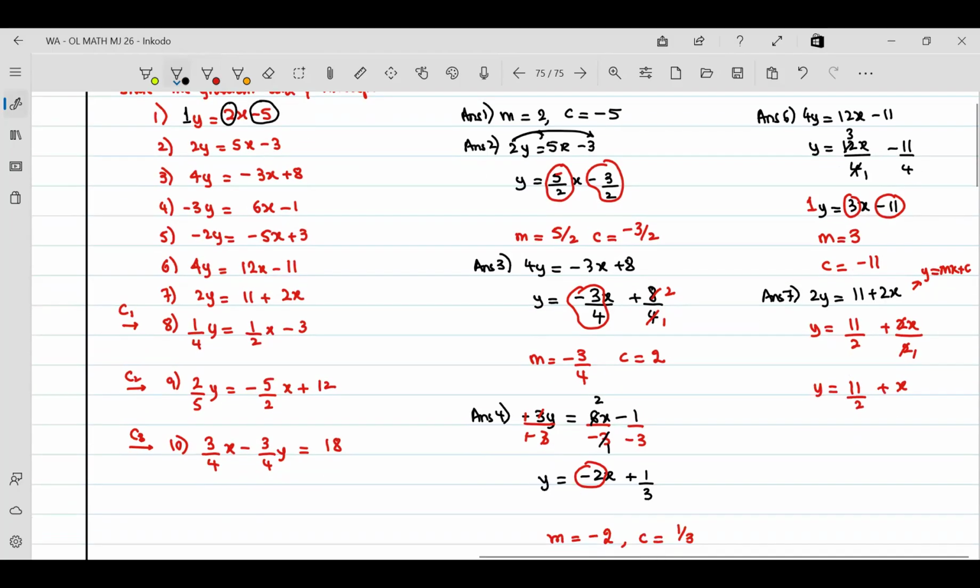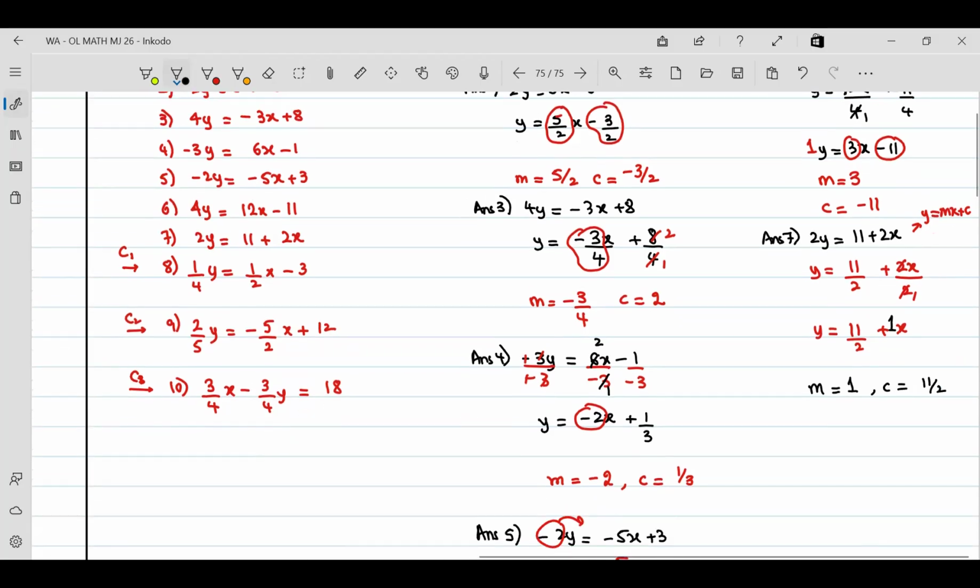Please look very carefully. Gradient is the coefficient of x. The number with x. Sir, won't it be 1? 1. Very good. Yes, it is rearranged. x is written later, not first. But then again, the gradient is the coefficient attached to x. And what is c, sir? c is the constant. Sir, 11 upon 2. 11 over 2. Next is answer number 8.